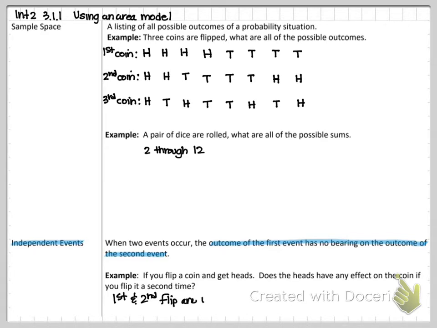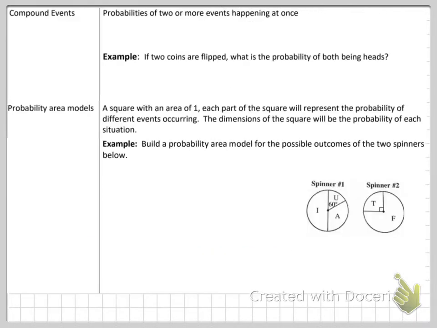So we still have an equal likelihood of getting a head, regardless of what happened the first time. Okay, moving on. Some more vocabulary. Compound events. This is more than one thing happening at a time. I think that name makes sense. So, probabilities of two or more events happening at once.